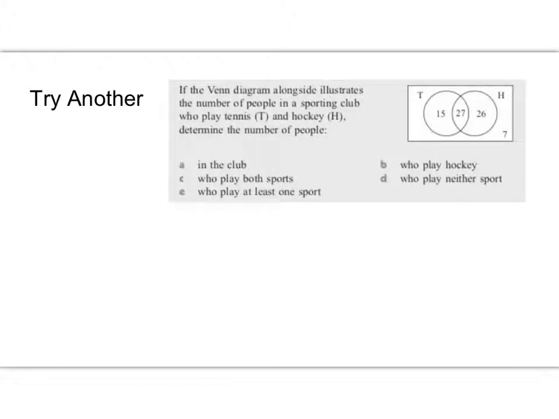Here's another one to try. Give this a shot. This is the number of people in a sporting club who play tennis and hockey, and then you need to figure out how many there are of each of these categories. This is not a probability, you're just calculating the number of people. So you should have a number like 7 or 12 or whatever, but you're not calculating a probability here. So pause this and restart it when you're ready to check your answer.